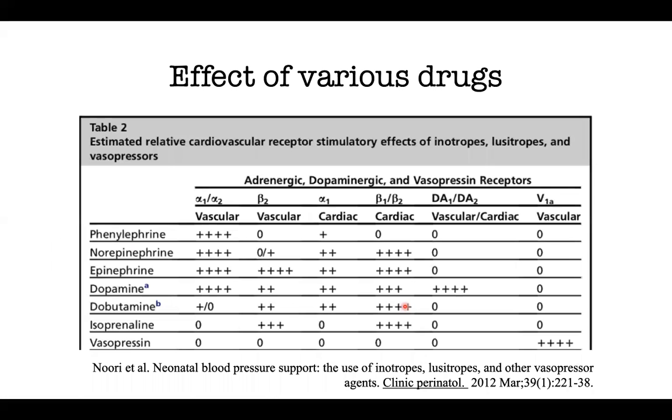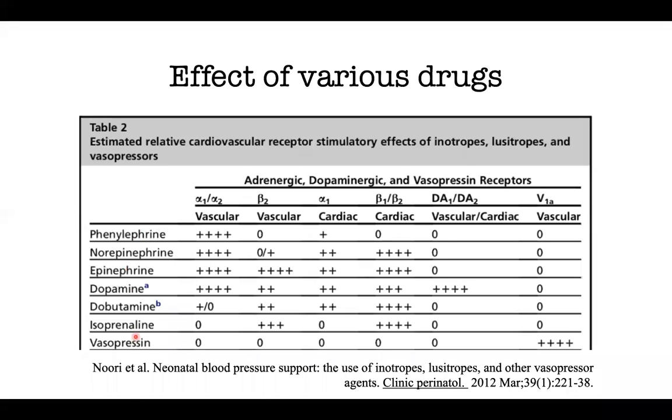Now we have discussed the receptors and the actions of the receptors. How do the drugs act on these receptors? Once you give fluid, you have these drugs as options to manage a case of neonatal shock. The drugs most commonly used are only these 7: phenylephrine, norepinephrine, epinephrine, dopamine, dobutamine, isoprenaline, and vasopressin, of which the 3 most commonly used are dopamine, dobutamine, and epinephrine or adrenaline. Then you also have the other 4.